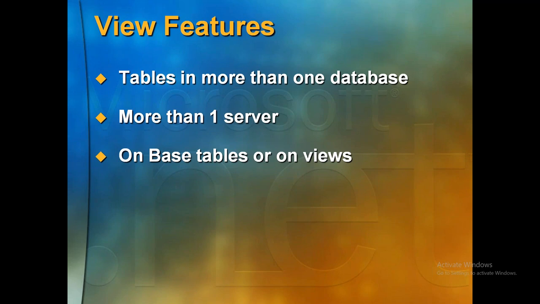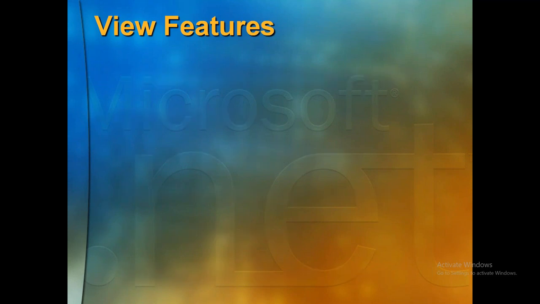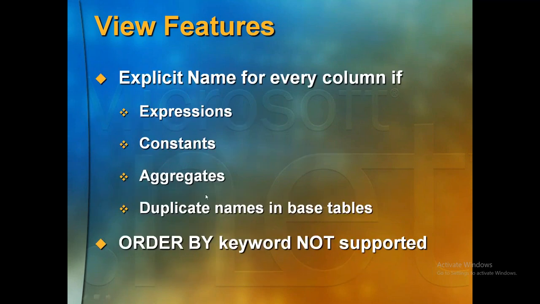So, how to create a view, how to create a view from more than one database and more than one server, all these things we're going to discuss. And we cannot create views on temporary tables, temporary views are not available, and explicit names have to be given if you have expressions or constant aggregation, something like this. And the ORDER BY keyword is not supported inside the view, right?